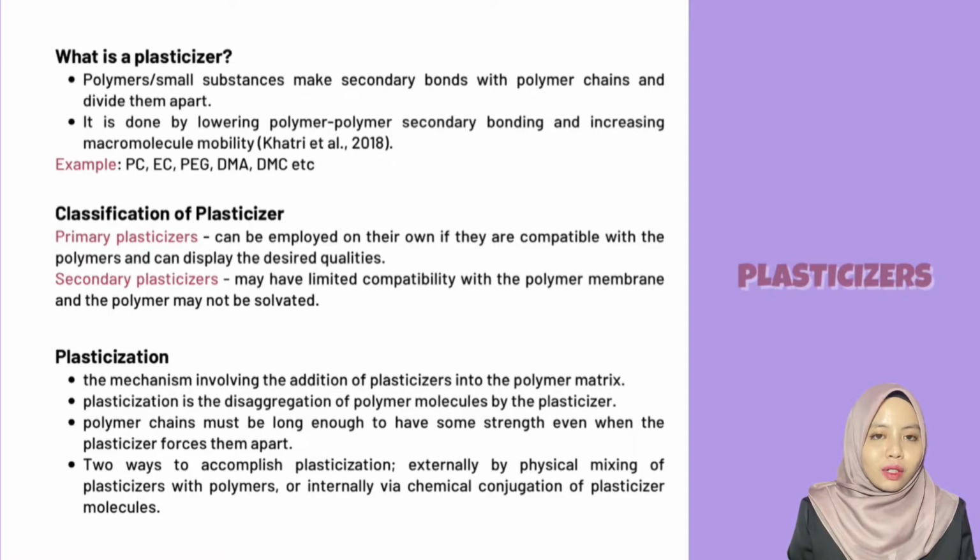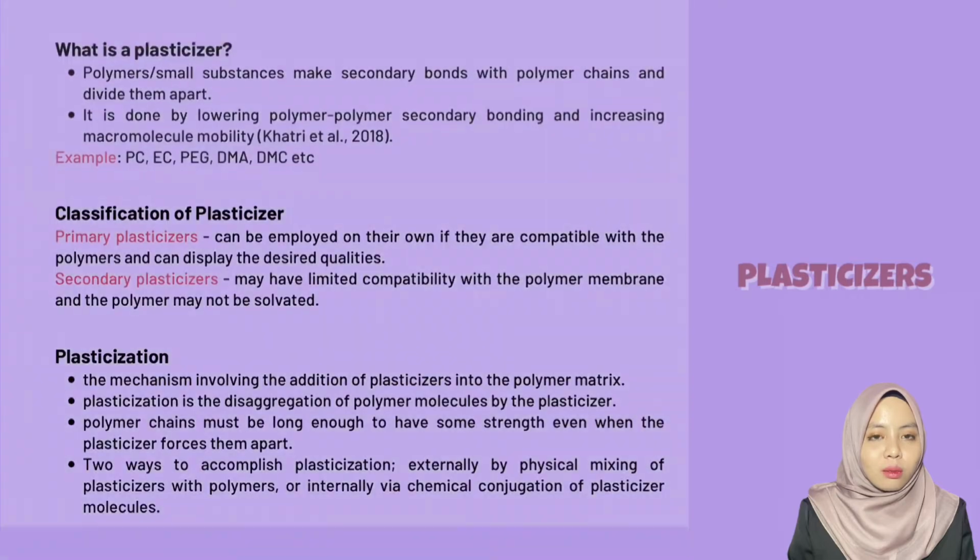Plasticizers can be classified into primary and secondary plasticizers. The difference between both is that primary can be employed on their own if they are compatible with the polymer, but not for secondary. The mechanism involving the addition of plasticizer into the polymer matrix is called plasticization. Two ways to achieve plasticization are external or internal. External plasticization is done by physical mixing of plasticizer with polymer, or internal plasticization by chemical conjugation of plasticizer molecule.